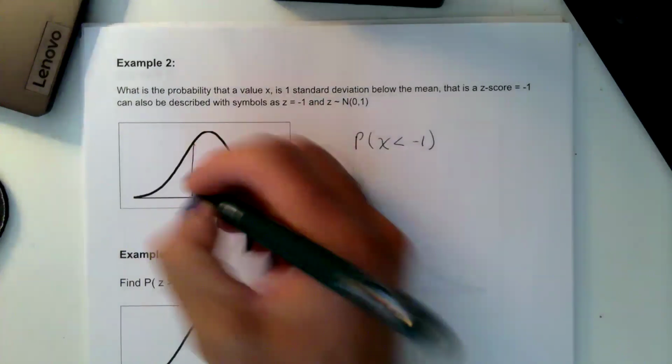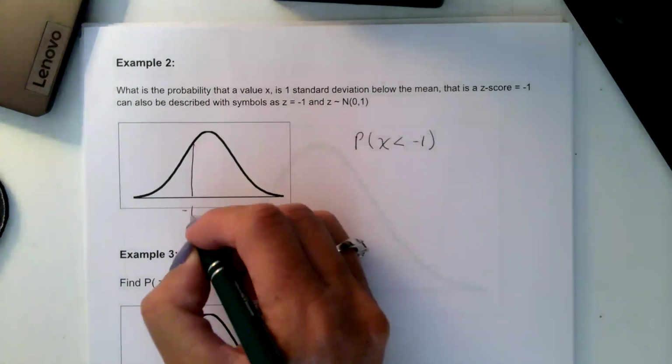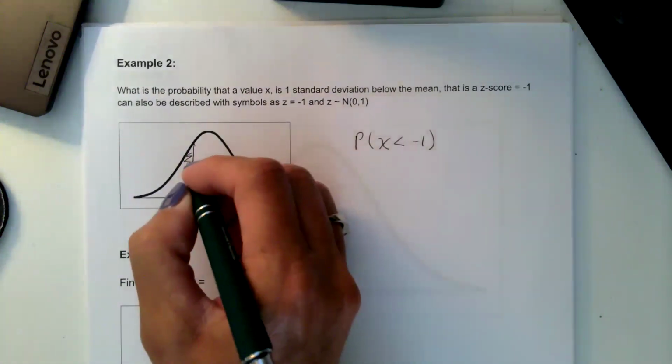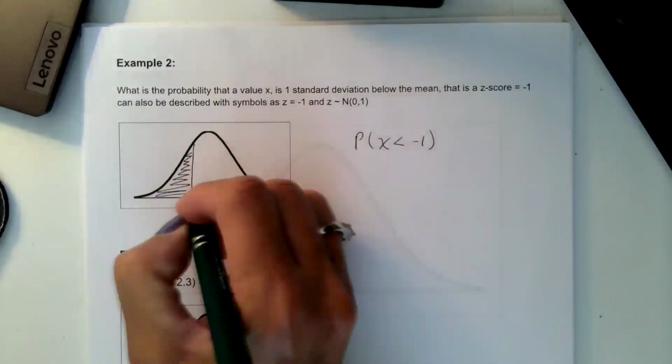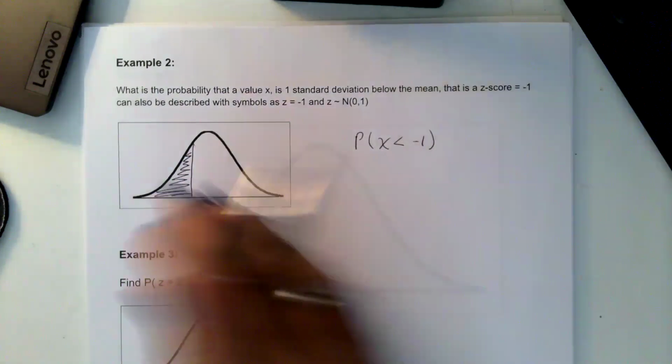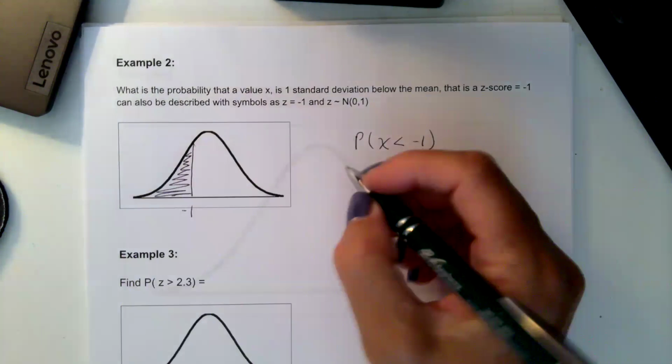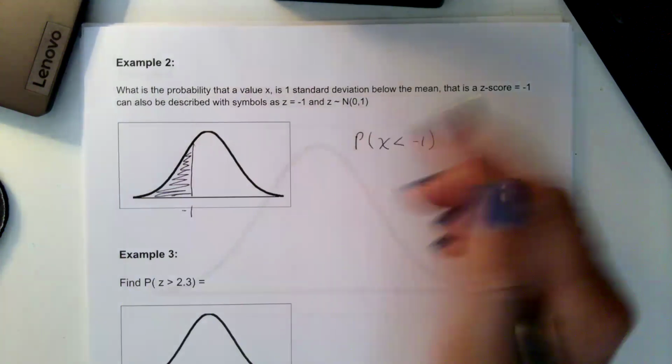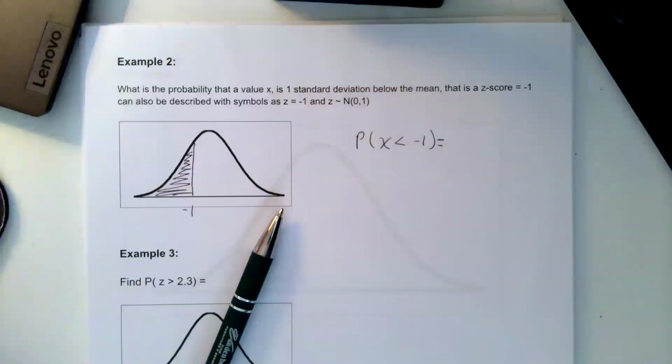So let's draw what that is. A z-score of a -1 is here. And we're looking for this area here. What is this probability? So it's good to be able to draw the picture of what's going on. So because it's a less than, we can put that into ALEKS just like that. So let's go to the ALEKS screen.